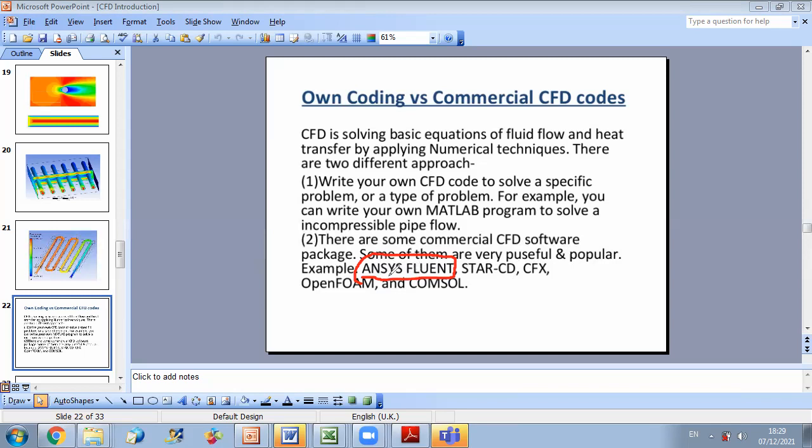So please try to download ANSYS Fluent. You can download the free student version, okay? And also you can do it at the university in the labs. I can download it for you. So you can download any version you want. You are not restricted to a certain version, okay? The one that is available, you can download it.